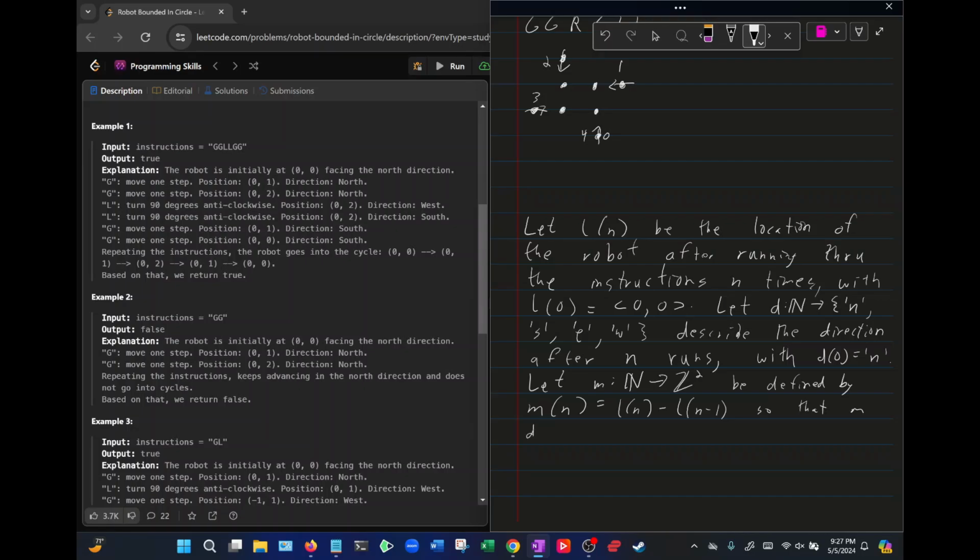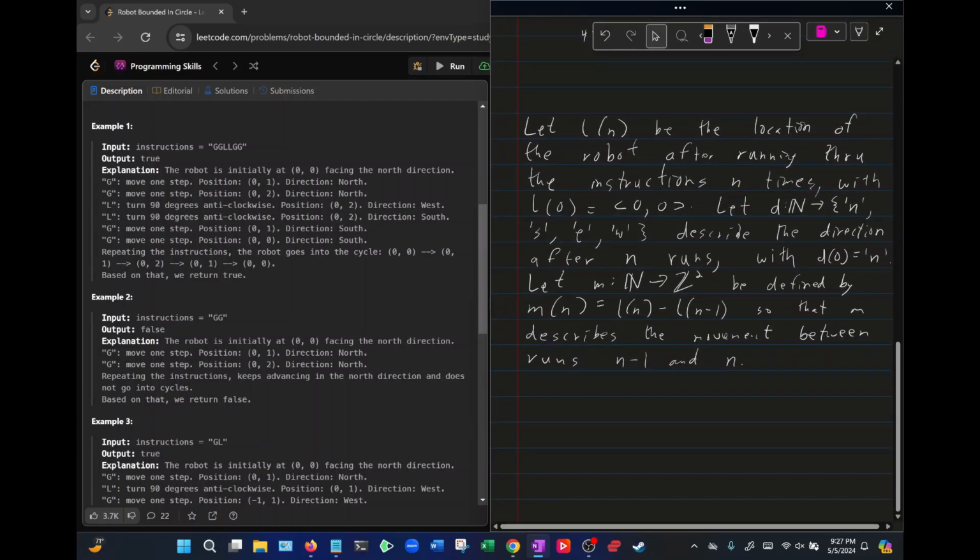So that m describes the movement between runs n minus 1 and n. So if you are at a particular point in space after running through the instructions n-1 times, then to get to the next location, you just add m of n.